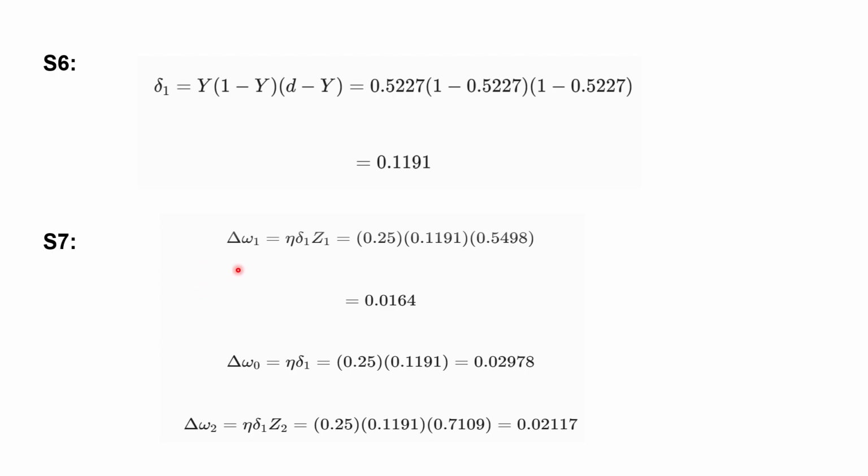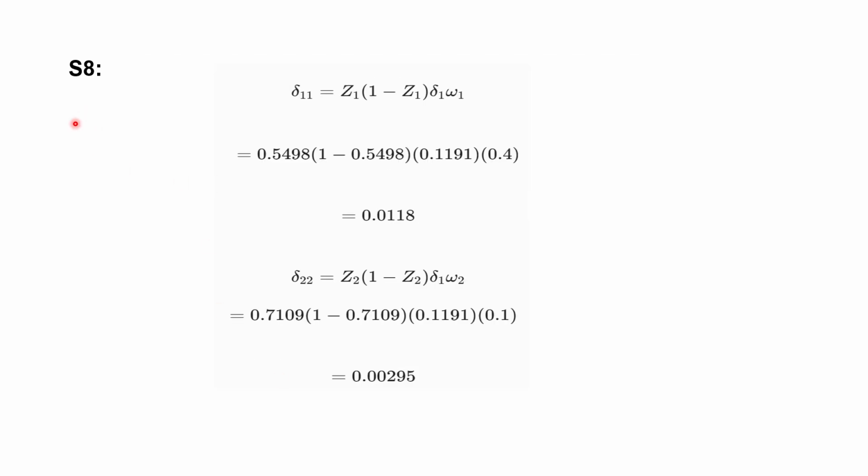In step 7, we apply the back propagation from the hidden layer to the input layer. Here we determine the change in weight. Del W1, del W0 and del W2 are determined using the formulas: del W1 is eta del 1 Z1, del W0 is eta del 1, del W2 is eta del 1 Z2. And the values obtained for del W1 are 0.0164, del W0 is 0.02978 and del W2 is 0.02117.